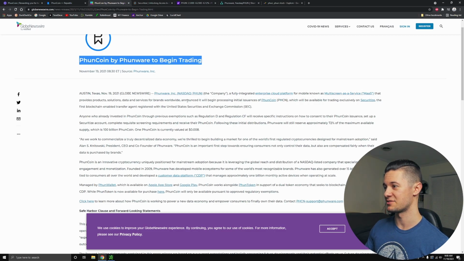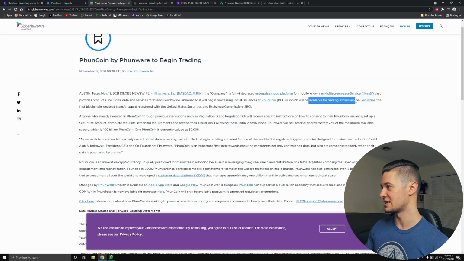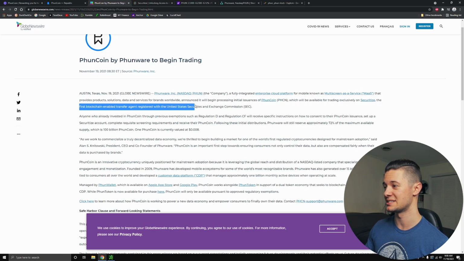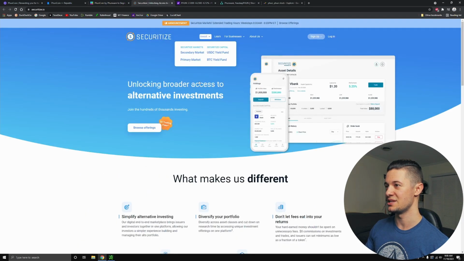You actually have to go to an exclusive brokerage trading exclusively on Securitize, the first blockchain-enabled transfer agent registered with the United States Securities and Exchange Commission. So they've got that going for them. They're in compliance with the SEC. And if you go to the Securitize website, you can see it right here.